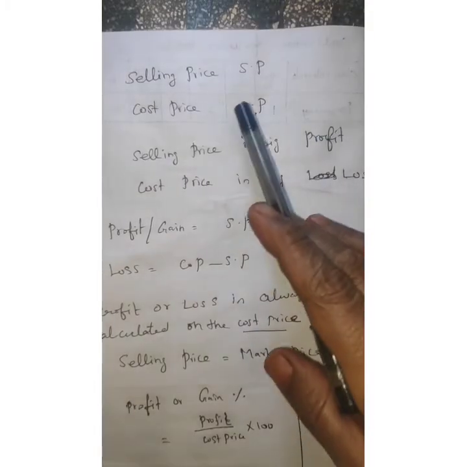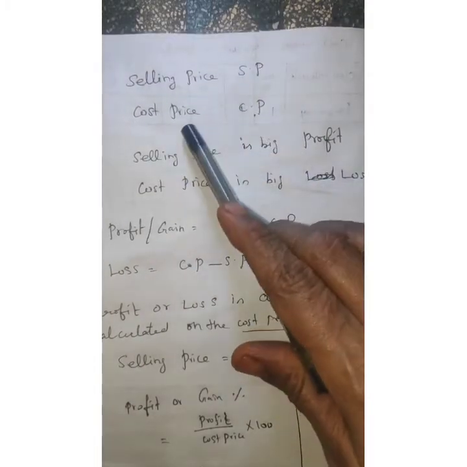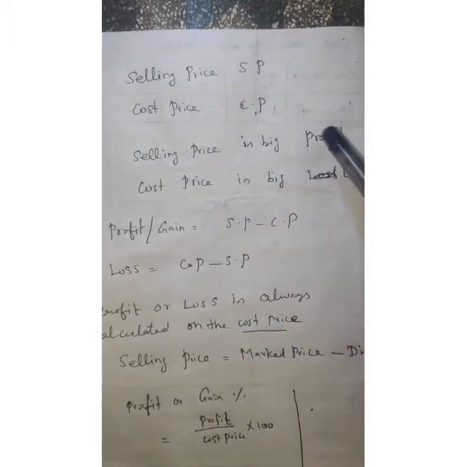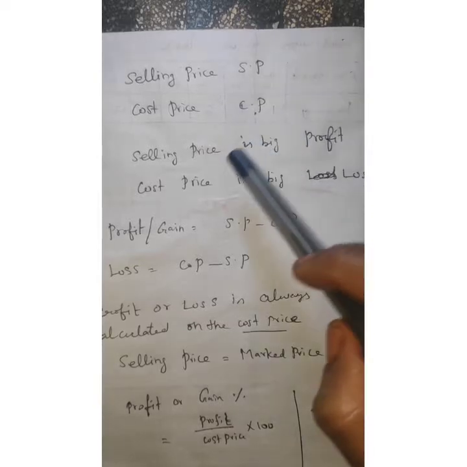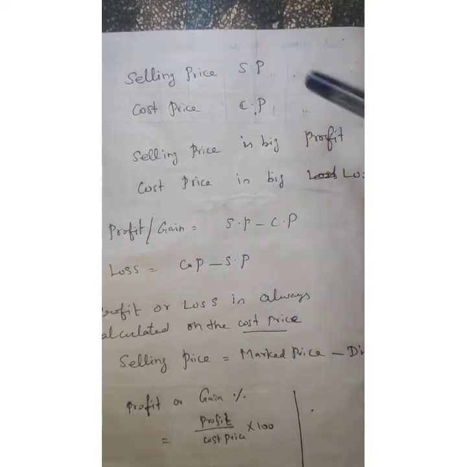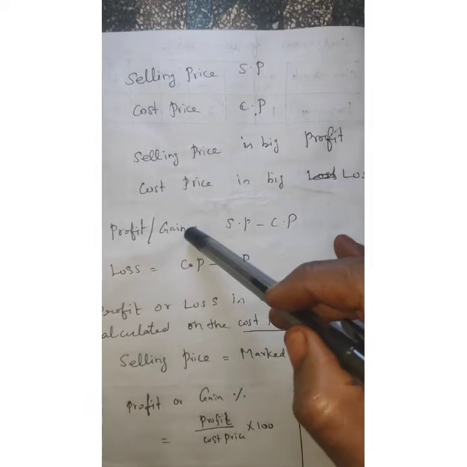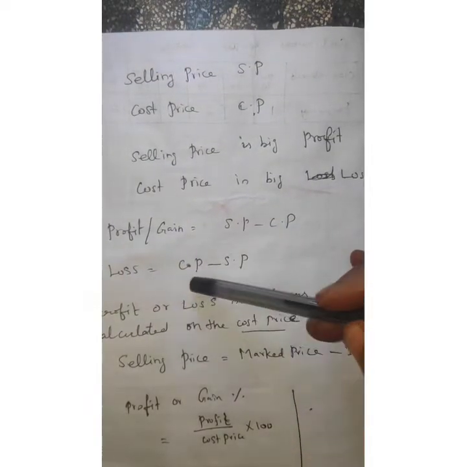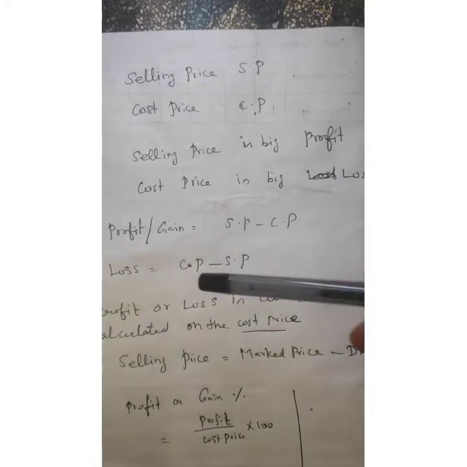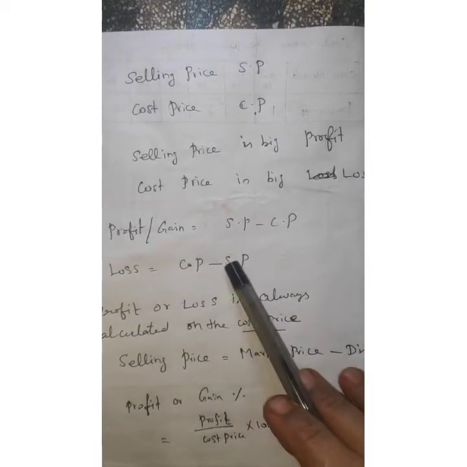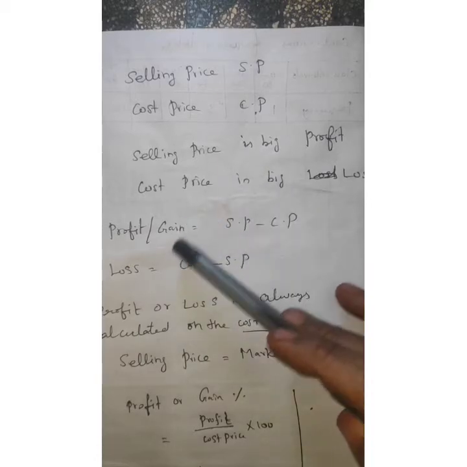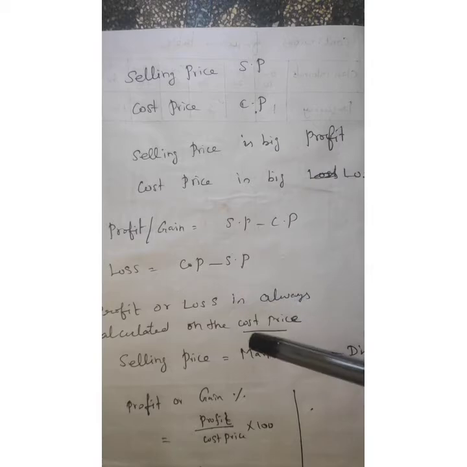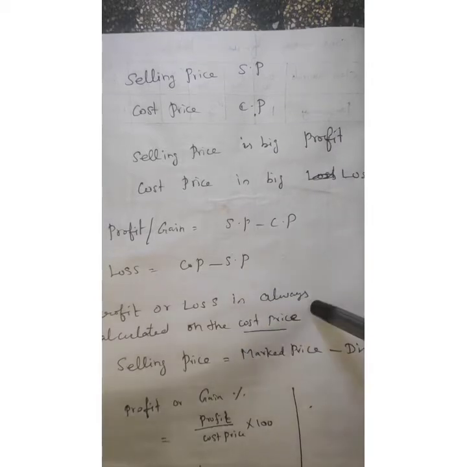Selling price, short form SP. Cost price, CP. If the selling price is big, that is profit. If the cost price amount is big, that is loss. So profit or gain is equal to SP minus CP. Loss is equal to CP minus SP. CP means cost price, SP means selling price. Profit or loss is always calculated on the cost price.